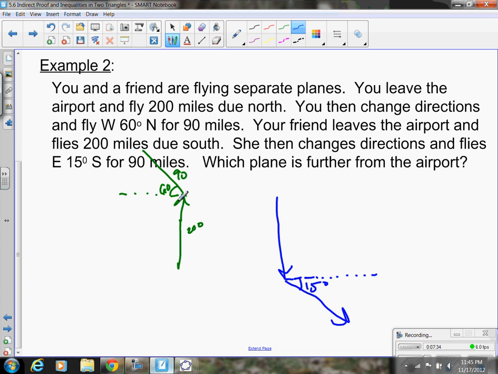So you look at this. This is a 90-degree angle and a 60-degree angle, so that's a total of 150 degrees, where your friend was going 90 plus 15, only 105 degrees. These were both the same lengths, 290. So by that hinge theorem, your angle's bigger. This distance is going to be greater than that distance. So which plane went further? You did.